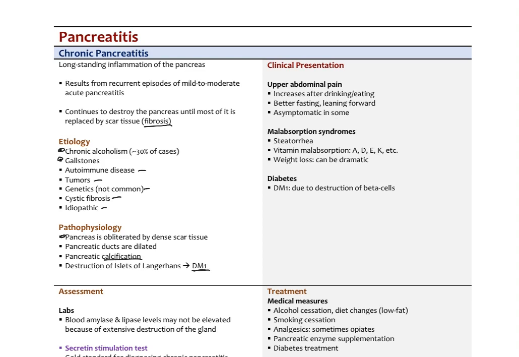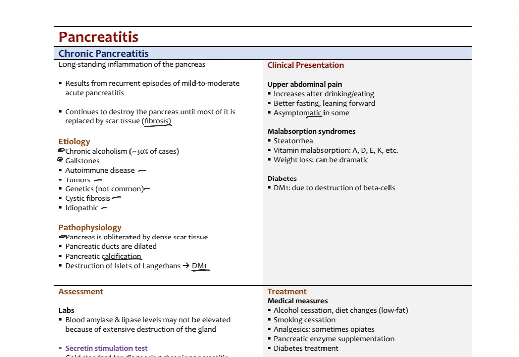So here it's not going to be as severe usually as the acute, but it's going to be long-standing, maybe episodes of increasing severity with improvement. So upper abdominal pain, usually worse after eating or drinking. Better fasting or leaning forward, that kind of takes the pressure from the peritoneum off the pancreas. And it could be asymptomatic in some, but the pancreas continues to undergo this fibrotic destruction.